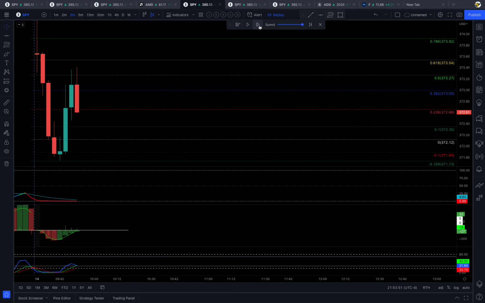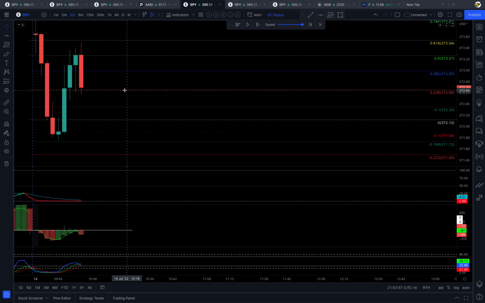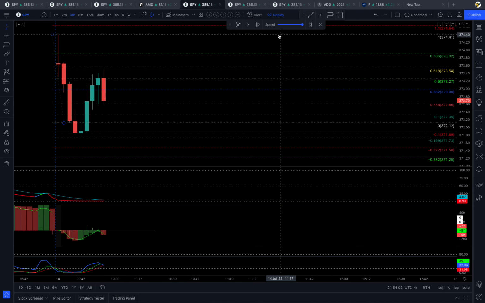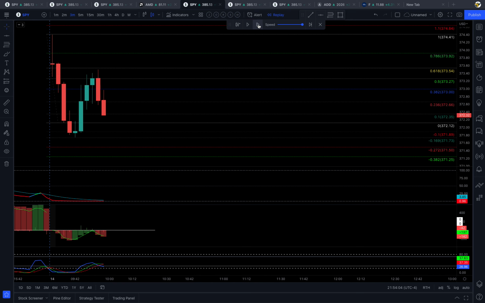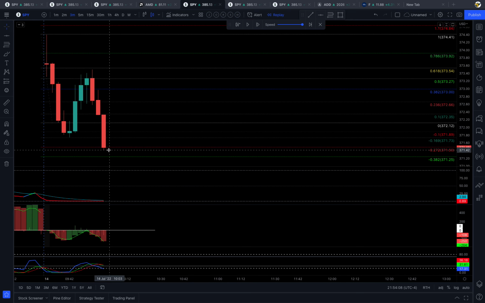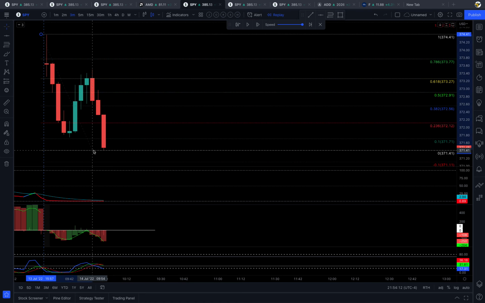So you're just constantly redrawing your fibs as the chart develops. Yeah, so like right now, I wouldn't be redrawing it because nothing's telling me for it to be redrawn yet. So I just be watching. So on this line here, it hit the 272. That's when I would redraw my bottom anchor to the bottom of that one.